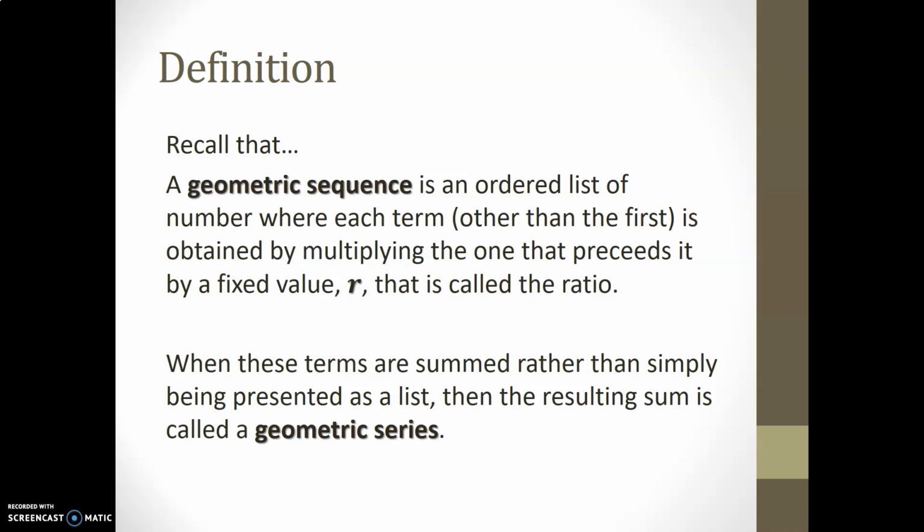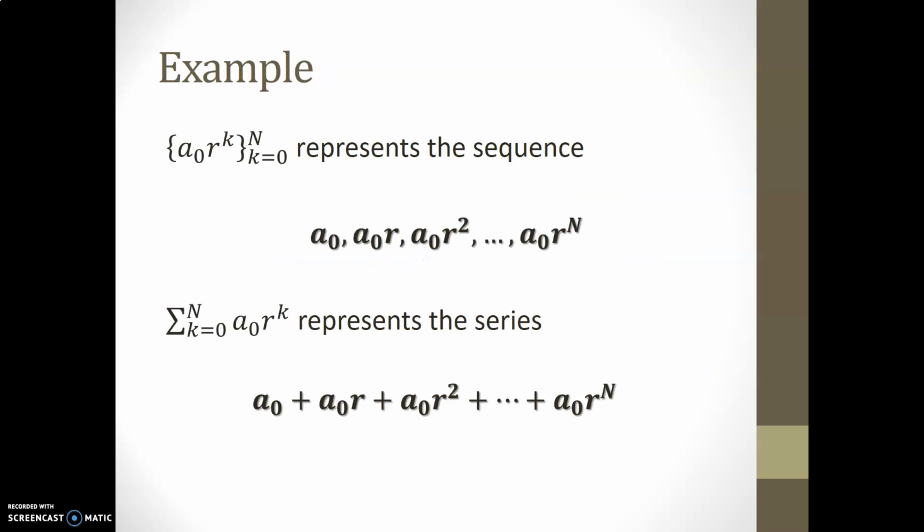Now recall that a geometric sequence is an ordered list of numbers where each term, other than the first, is obtained by multiplying the one that precedes it by a fixed value r that we call the ratio. So this is a video that came before the video on series, and it was called sequences. When these terms are summed, rather than simply being presented in a listed form, then we're going to call it a geometric series.